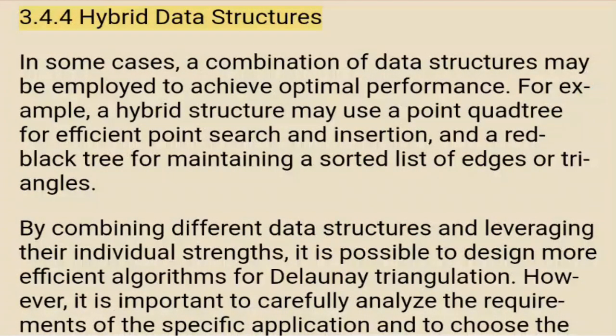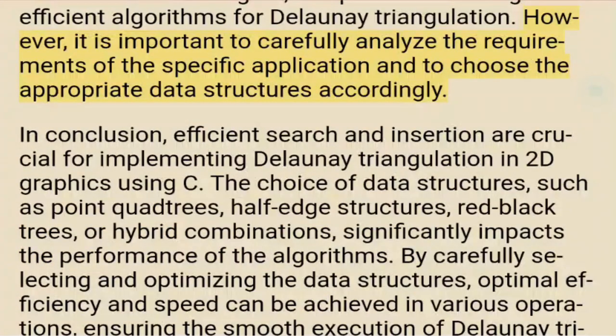3.4.4 Hybrid data structures. In some cases, a combination of data structures may be employed to achieve optimal performance. For example, a hybrid structure may use a point quad tree for efficient point search and insertion, and a red-black tree for maintaining a sorted list of edges or triangles. By combining different data structures and leveraging their individual strengths, it is possible to design more efficient algorithms for Delaunay triangulation. However, it is important to carefully analyze the requirements of the specific application and to choose the appropriate data structures accordingly. In conclusion, efficient search and insertion are crucial for implementing Delaunay triangulation in 2D graphics using C.